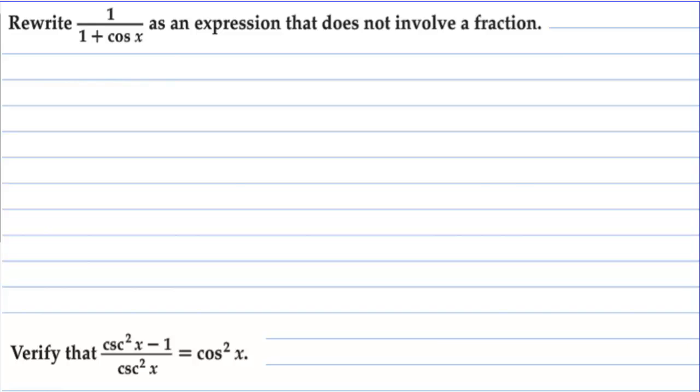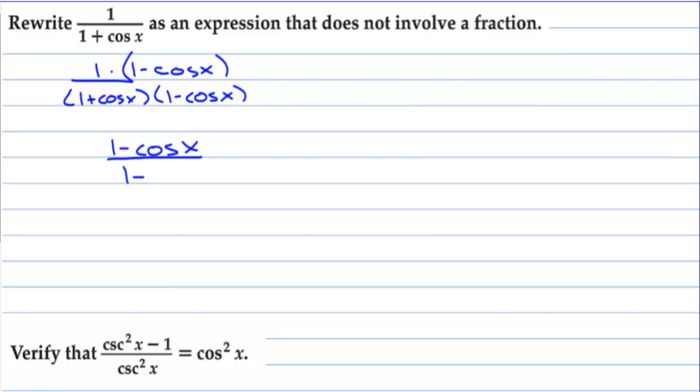Rewrite as an expression that does not involve a fraction. So we have common denominator, change everything to sines and cosines, and we have this where you multiply by the conjugate. So we have 1 times 1 minus cosine of x over 1 plus cosine of x times 1 minus cosine of x. This is always a choice to do. You can always just multiply by the conjugate and see where it leads you. Where does it take you? Does it get to something that I can change and not have fractions or not? All right, the top becomes 1 minus cosine of x, and the bottom becomes 1 minus cosine squared x.